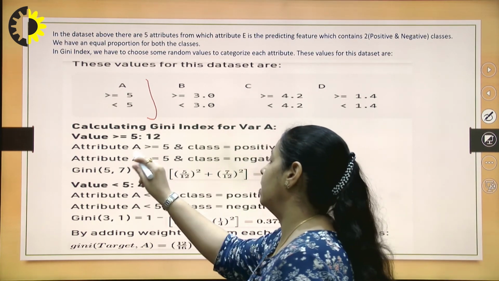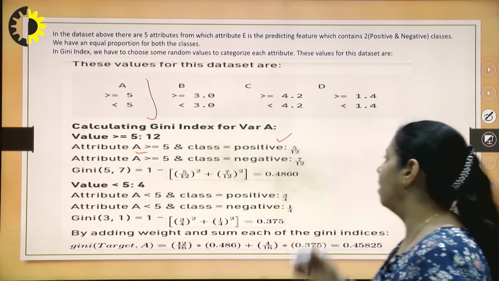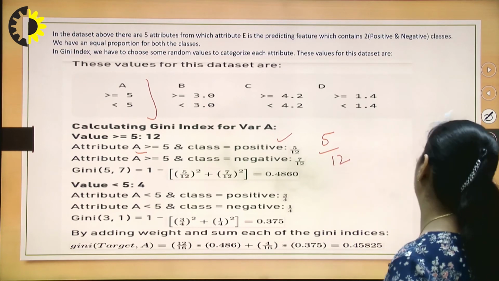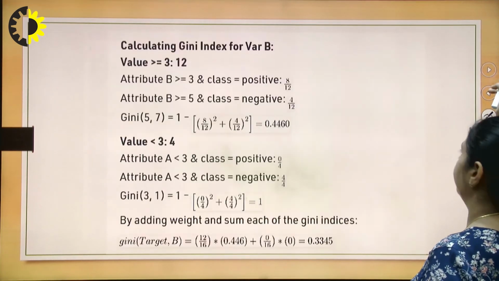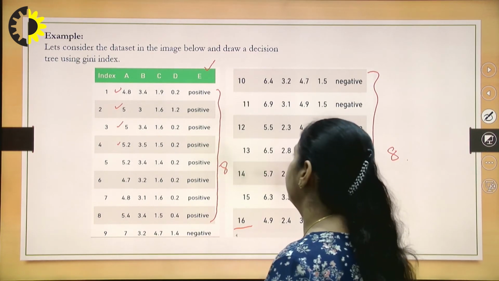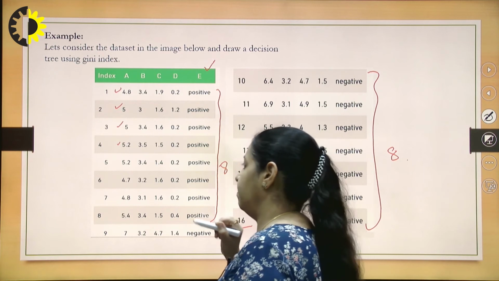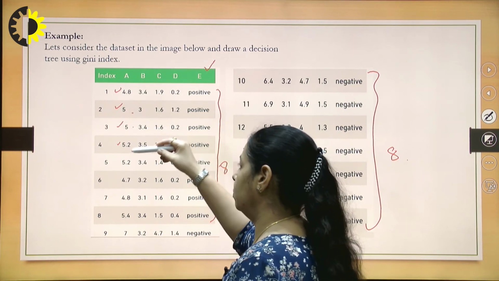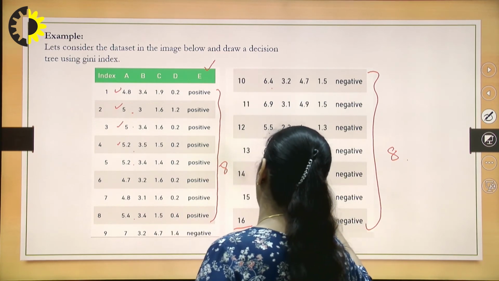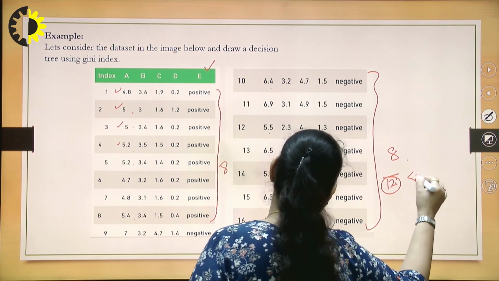Now, for the A values which are greater than or equal to 5 and whose class is positive, the count is 5 and the total values are 12. We can see here in our example how many positive values there are. Counting the values greater than or equal to 5: 1, 2, 3, 4, 5, 6, 7, 8, 9, 10, 11, 12. So the total values greater than or equal to 5 are 12.